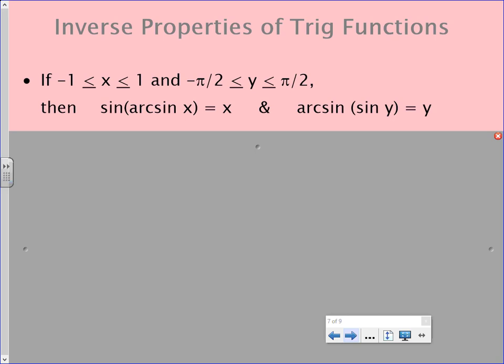If our ratio is between negative 1 and 1, our angle is between negative pi over 2 and pi over 2, then our inverse functions can cancel out like you were mentioning earlier, Caleb. If these do not fit, then we either have to take one step at a time or it's just not going to work at all. And I'll show you what that would look like.